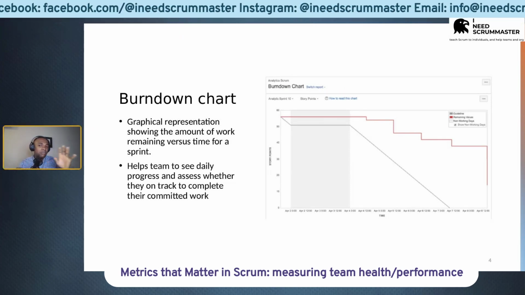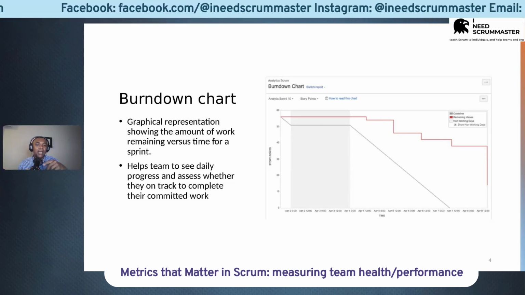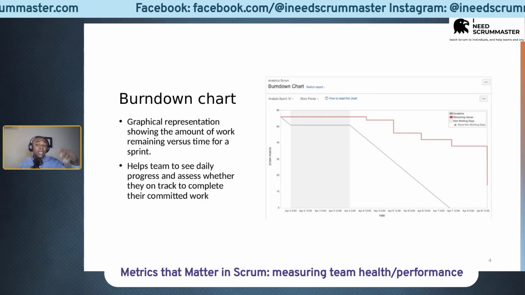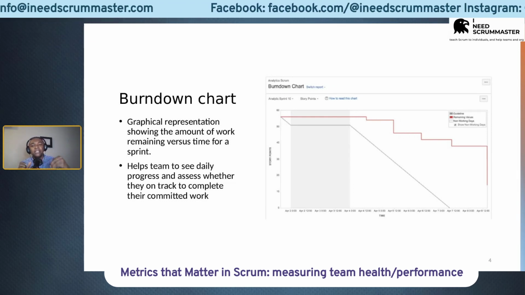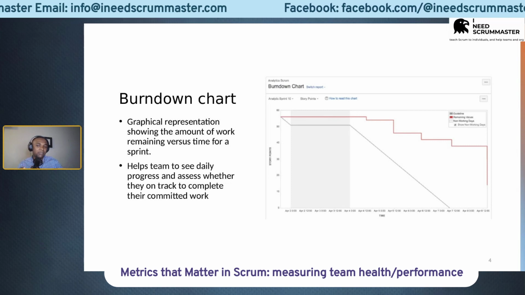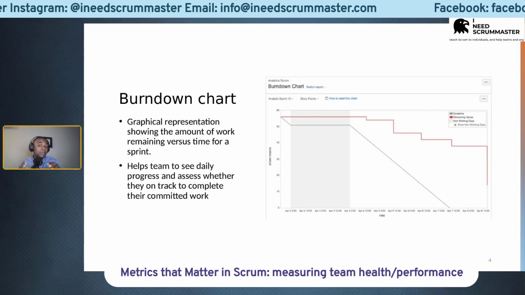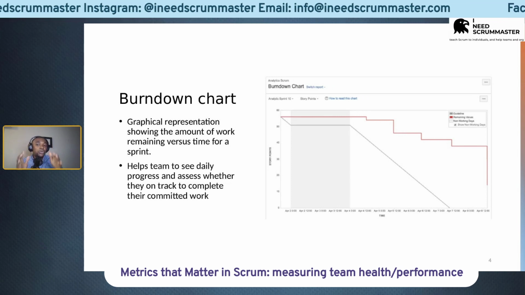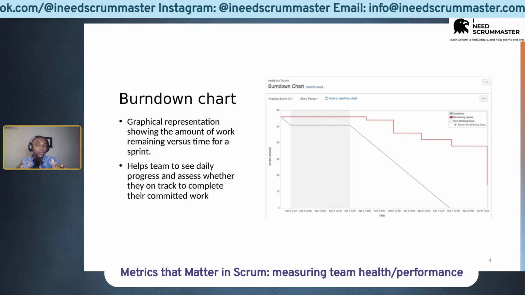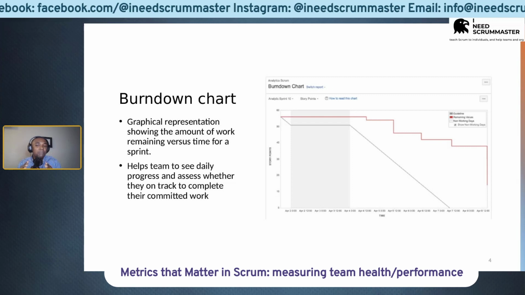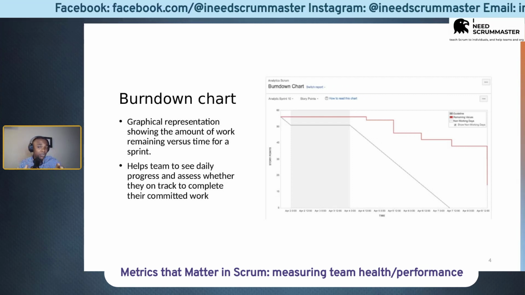Now, let's just say Philip has given an update that he worked on XYZ yesterday, the burn down chart should be able to capture that. Now, another thing to keep in mind is the way that you structure the swim lanes of your Jira board. However you structure your swim lanes, the burn down chart will capture those.